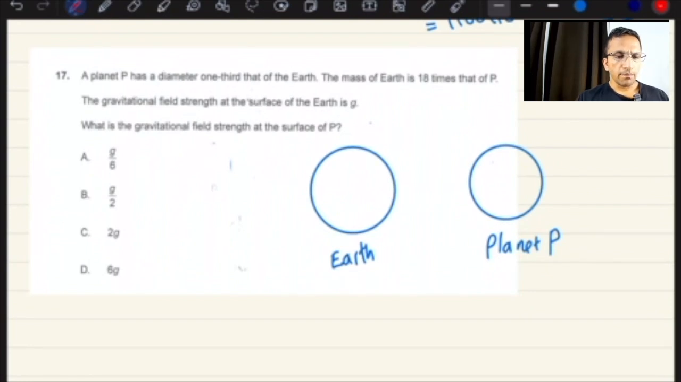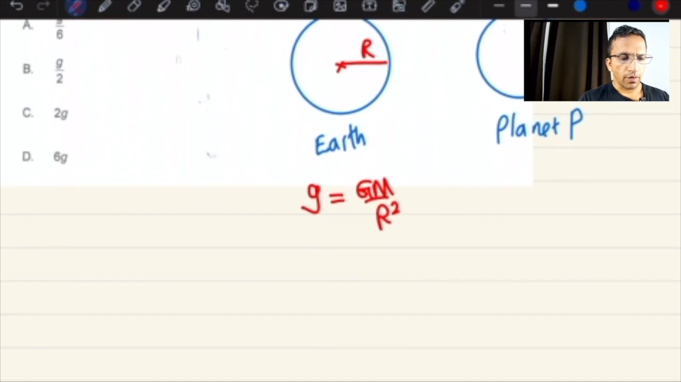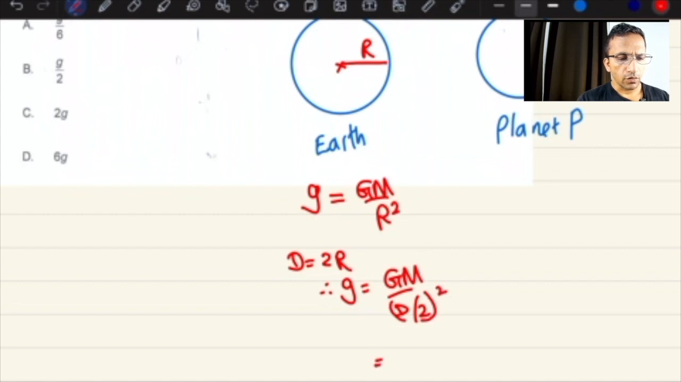Question number 17 compares gravitational field strength on the surface of a planet relative to the Earth. So let's write an equation for the field strength on the surface of Earth. g equals GM over capital R squared. But what is given here is diameter. Diameter is 2R. So g equals GM over (D over 2) squared. So the equation changes into 4GM over D squared. That is for the Earth. Let's take it as the first equation.